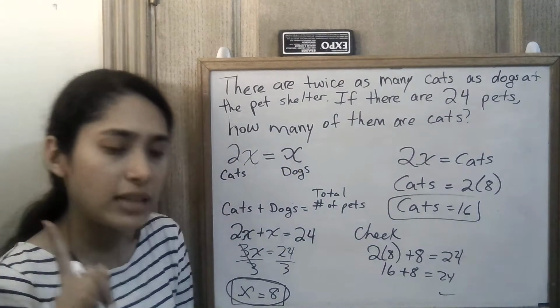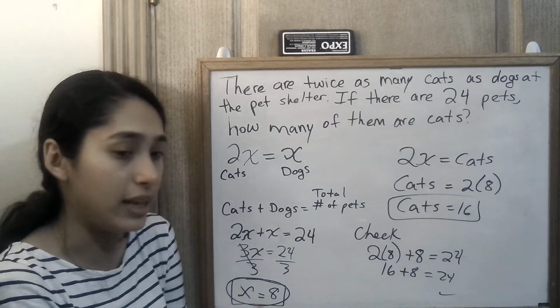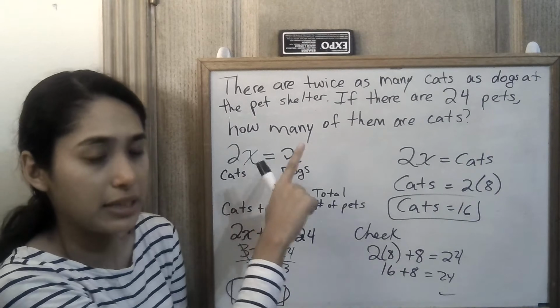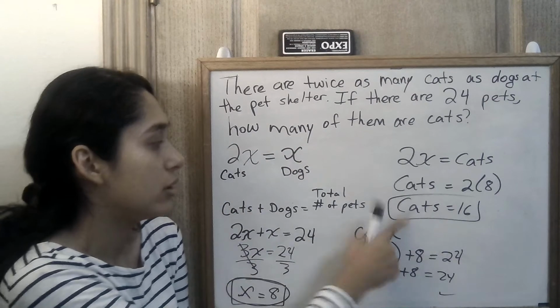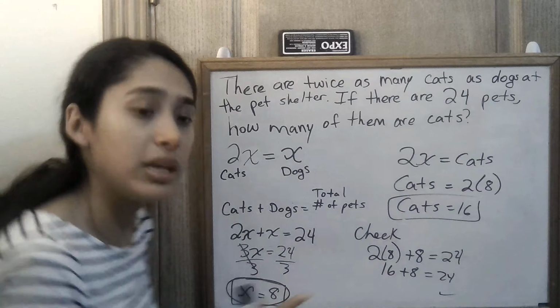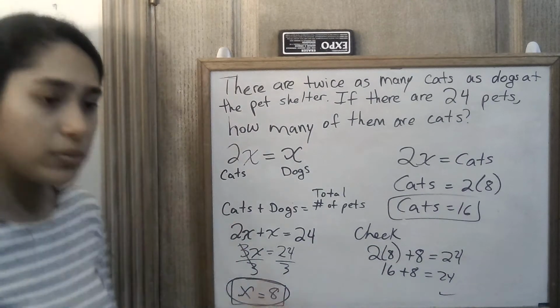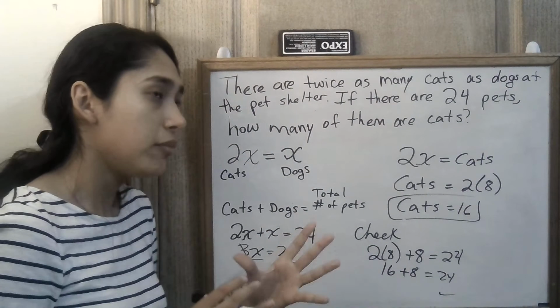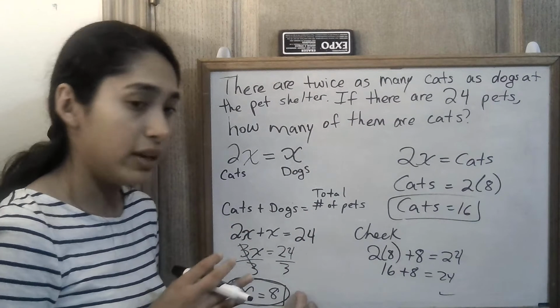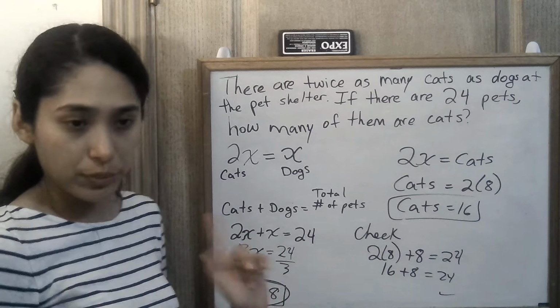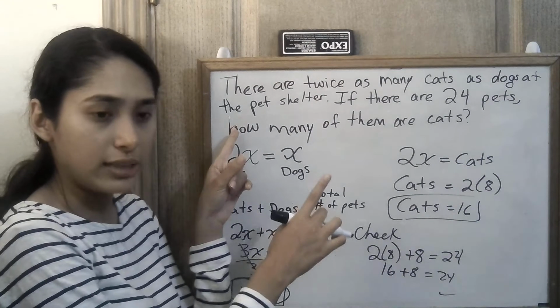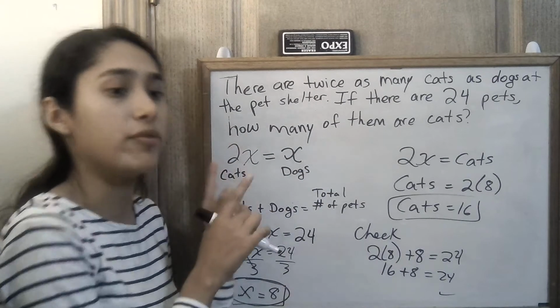You might see an answer choice that says 8. That is not the right answer. It's asking how many of them are cats. You have to plug in. This is where people get too ahead of themselves. They might just go ahead with this one. But if you're super smart, you will reread the question and ask, what are they looking for?